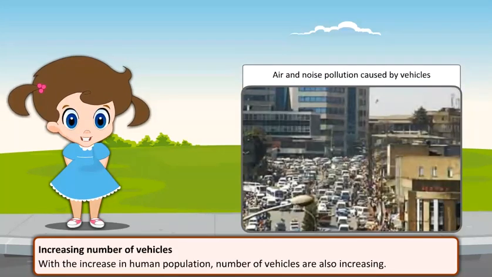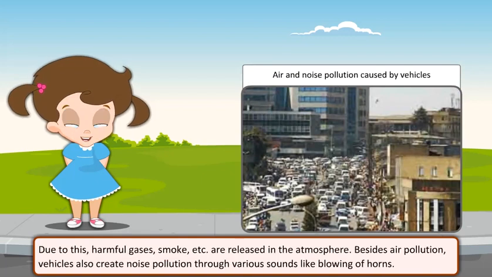Increasing number of vehicles. With the increase in human population, number of vehicles are also increasing. Due to this, harmful gases, smoke, etc. are released in the atmosphere. Besides air pollution, vehicles also create noise pollution through various sounds like blowing of horns.